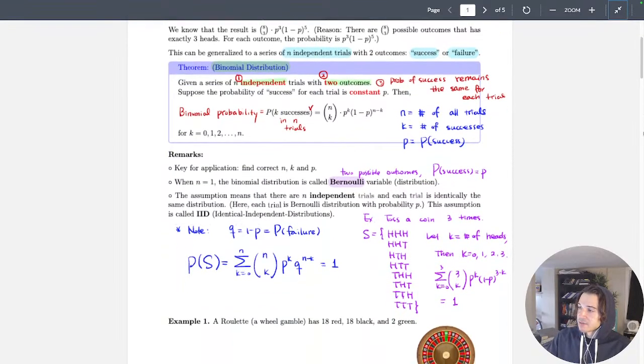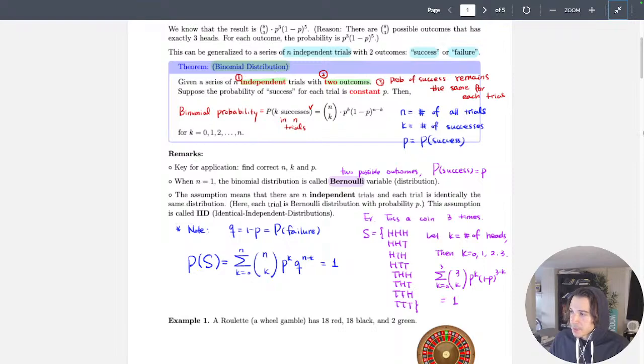Remarks. Key for application: find the correct n, k, and p. When n equals 1, the binomial distribution is called the Bernoulli distribution, which is 2 possible outcomes and 1 trial. The assumption means that there are n independent trials, and each trial has the same distribution. Here, each trial is Bernoulli distributed with probability p. This assumption is called IID, independent and identically distributed. I like to think of it as independent and identically distributed, but it's really a synonym.